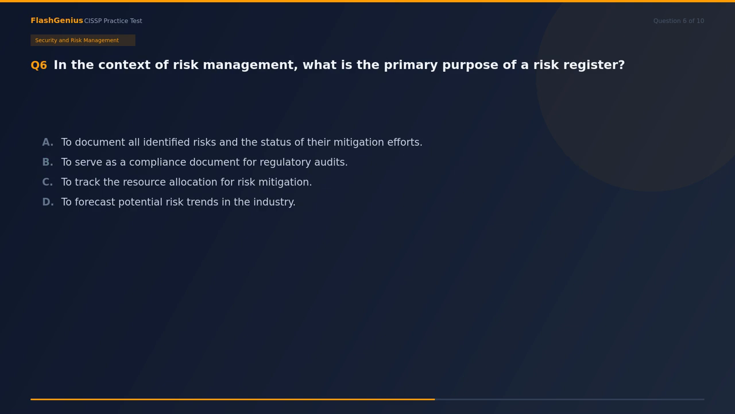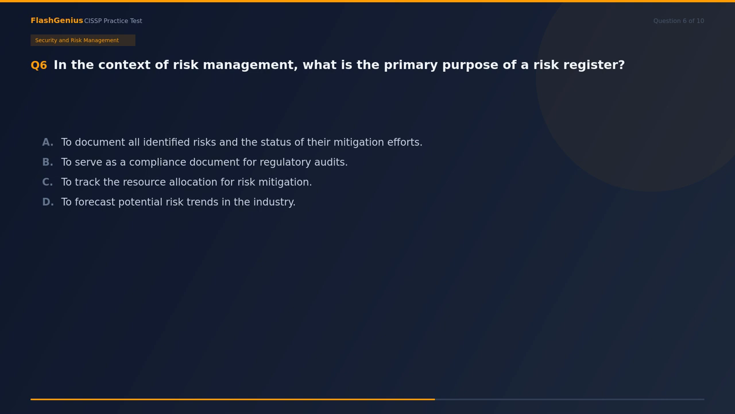Question 6. In the context of risk management, what is the primary purpose of a risk register? Option A, to document all identified risks and the status of their mitigation efforts. Option B, to serve as a compliance document for regulatory audits. Option C, to track the resource allocation for risk mitigation. Option D, to forecast potential risk trends in the industry.